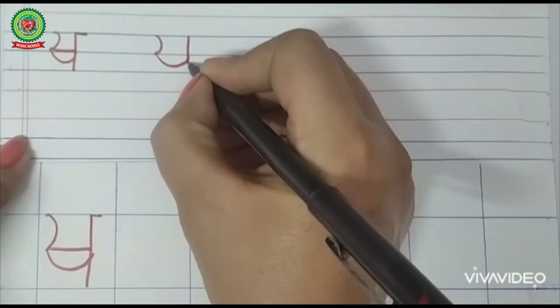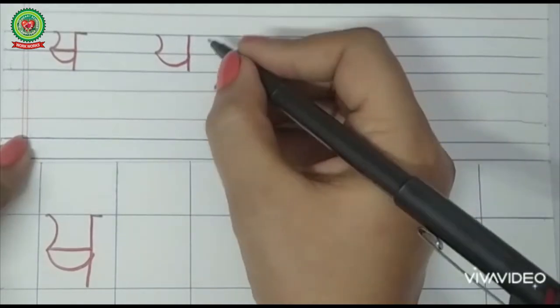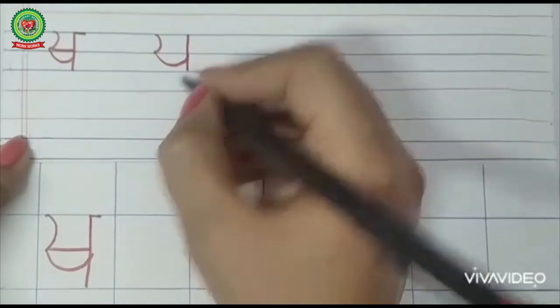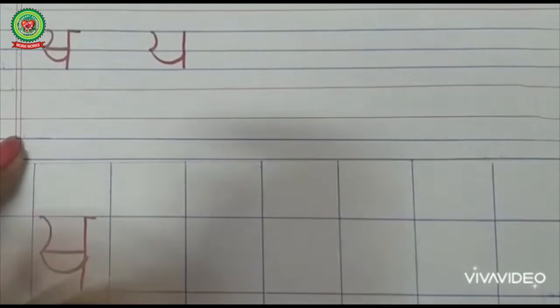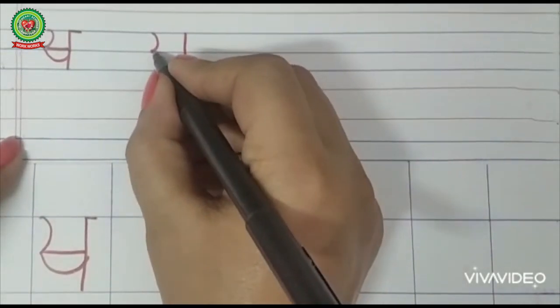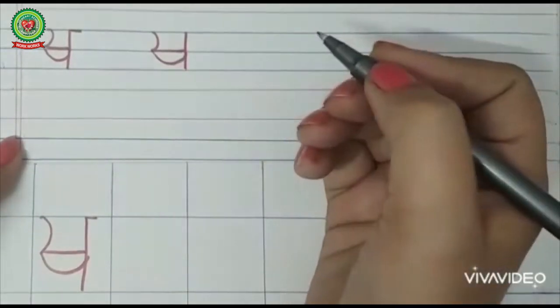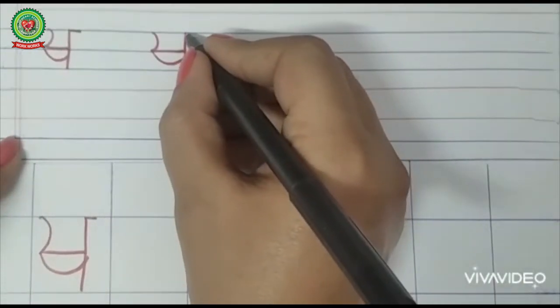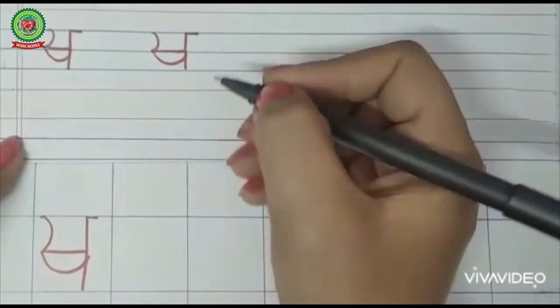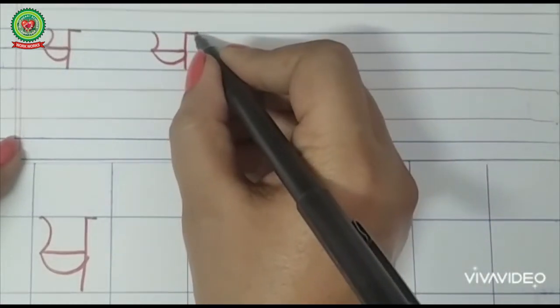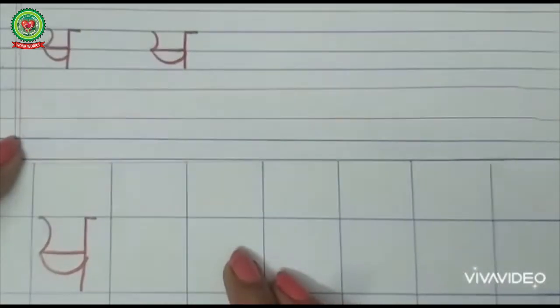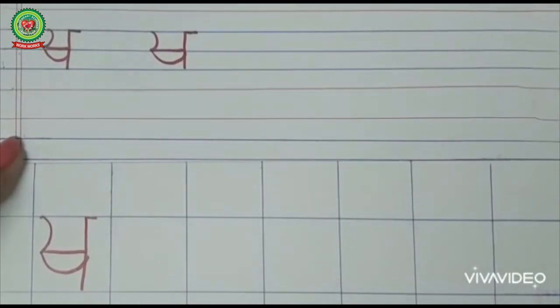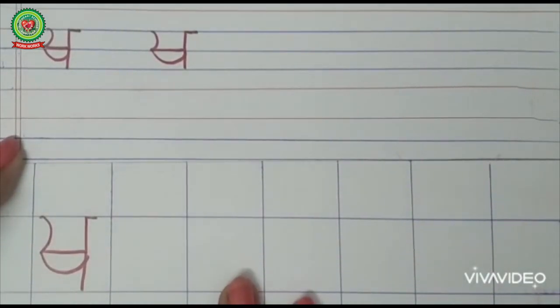And then draw a standing line and then draw a sleeping line like this and a small sleeping line like this. This is Kakha. Now come to this page.